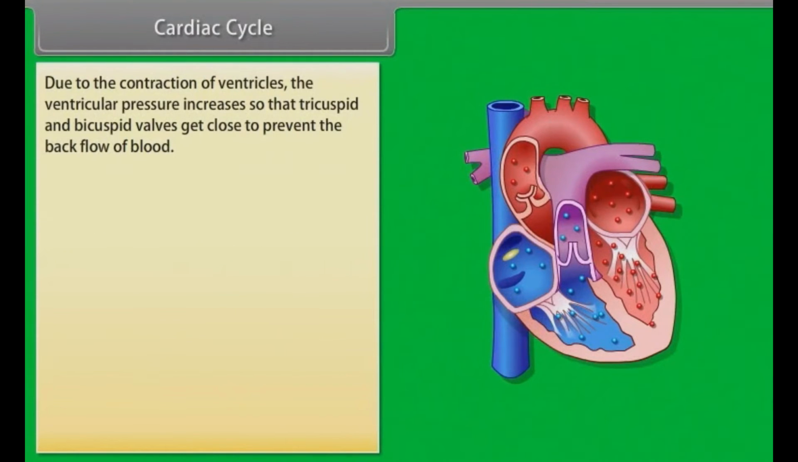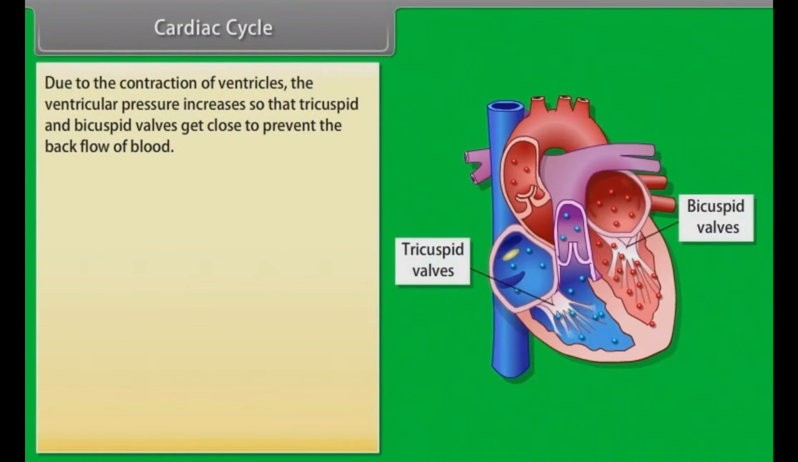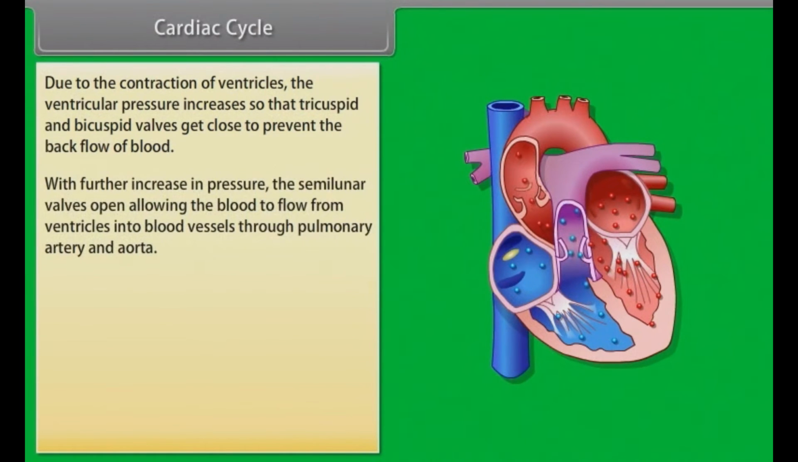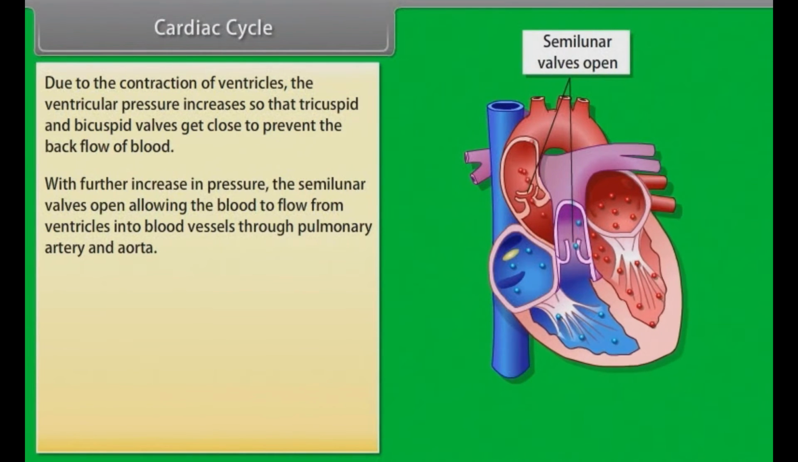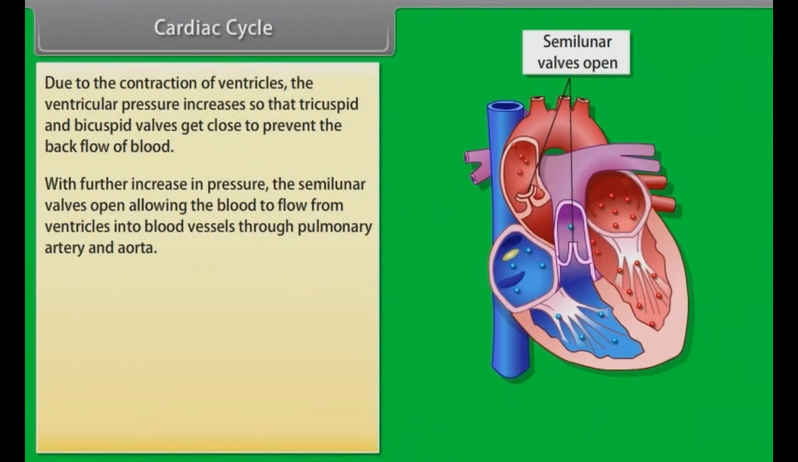Due to the contraction of ventricles, the ventricular pressure increases so that the tricuspid and bicuspid valves get closed to prevent the backflow of blood. With further increase in pressure, the semilunar valves open, allowing the blood to flow from the ventricles into the blood vessels through the pulmonary artery and aorta.